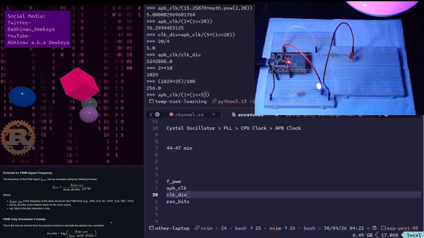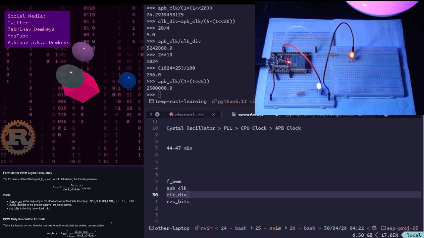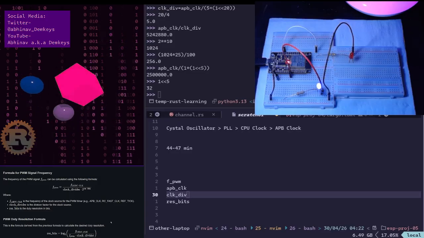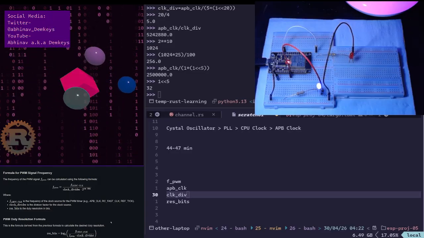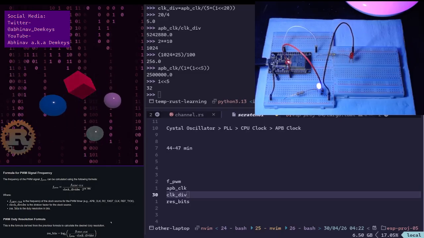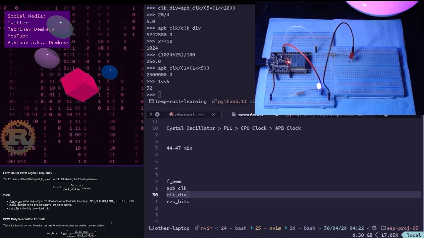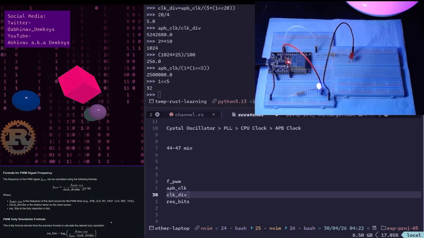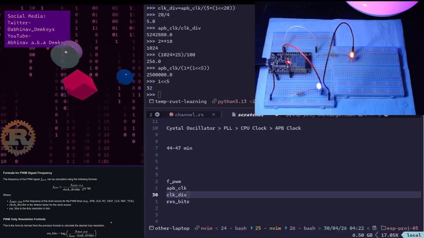So I tried to go for 5-bit duty resolution. 5 bits would be 32. So each period, according to a 5-bit resolution, can only have 32 ticks in it.